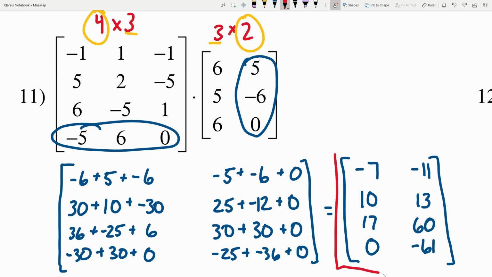So my solution in number 11, negative 7, negative 11, 10, 13, 17, 60, 0, negative 61.